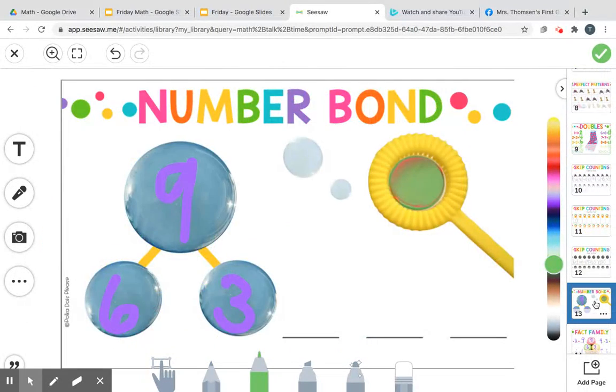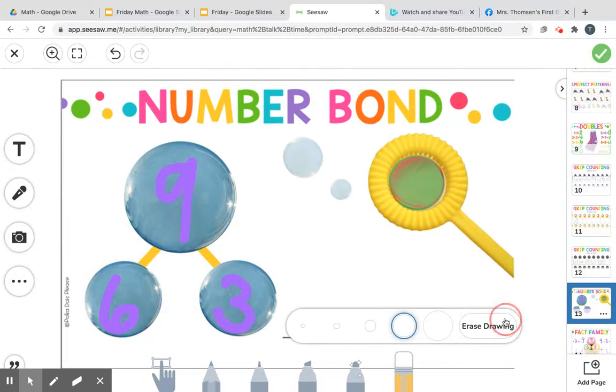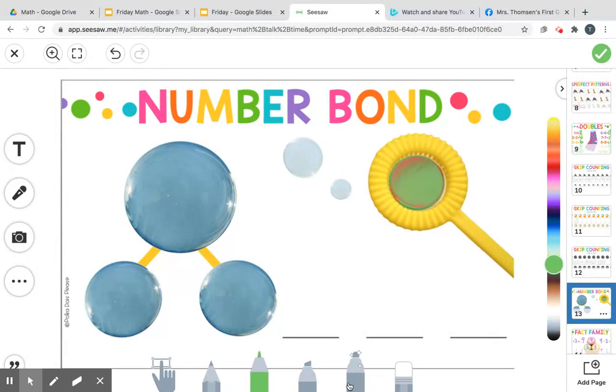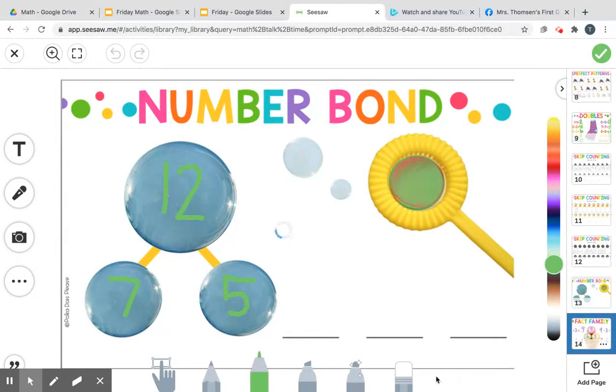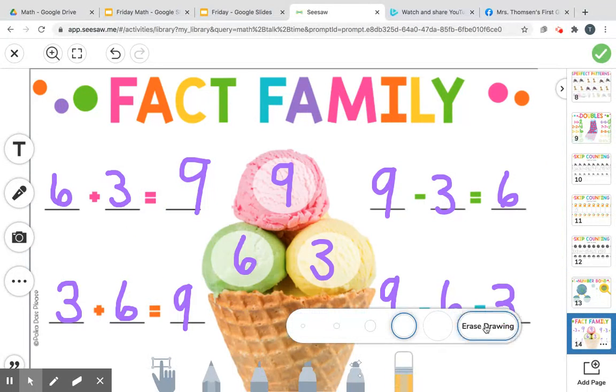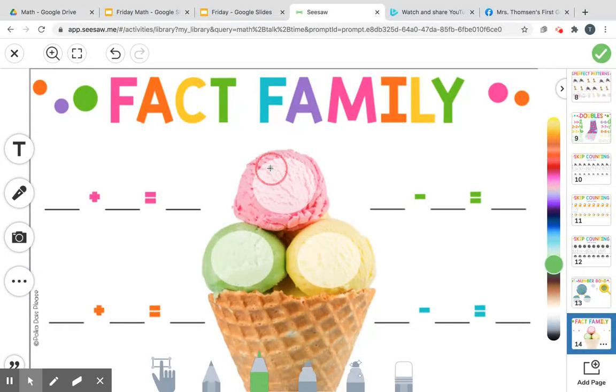Let's look at a number bond. Now, this is where you need to pay close attention to your number bond. All right, so let's put up 12. We're going to put up 7 and 5. Okay, and then we're going to come down here and we're going to do our fact family here. So we have 12. And then we said 7 and 5. So our big number is our whole.